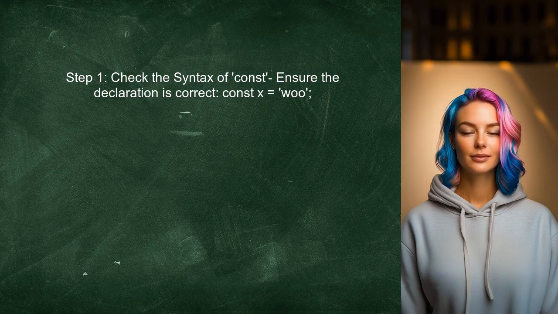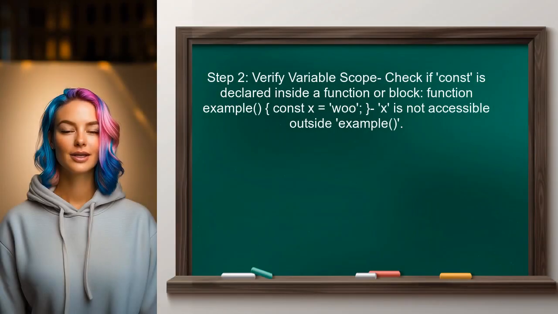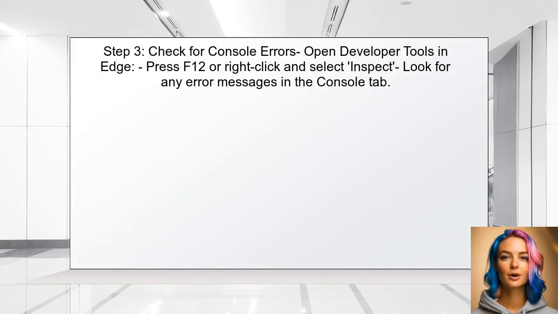To address the issue with the const declaration in Edge 15, the user should first ensure that they are using the correct syntax. The const keyword is used to declare a constant variable, and it must be done correctly. Next, the user should verify that the code is being executed in the correct scope. If the const variable is declared inside a function or block, it won't be accessible outside of that scope. The user should also check for any potential errors in the console that might indicate issues with the JavaScript execution environment. This can help identify if there are other underlying problems.